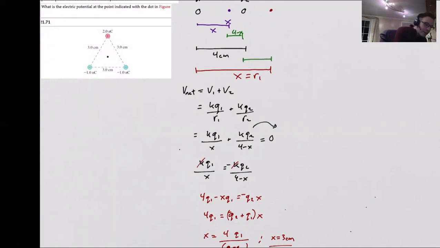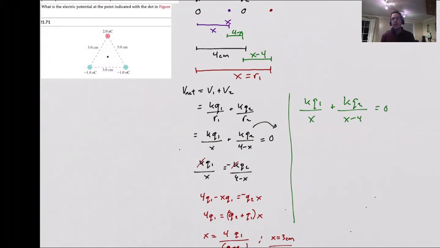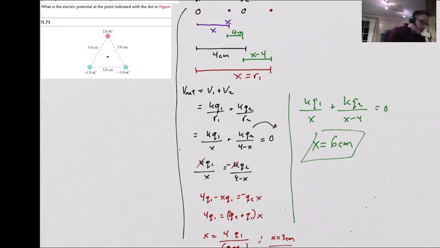Well, now this would be X minus 4 instead of 4 minus X, which means the new equation that we're solving is KQ1 over X plus KQ2 over X minus 4 is equal to 0. Almost the exact same equation, it's just off by a negative sign. And you can see already how that negative sign is going to trickle down. I leave that algebra to you for practice, which I highly recommend that you do. And we see there that X would mean nothing more than 6 centimeters. And we have it, okay? That was all for that first problem.